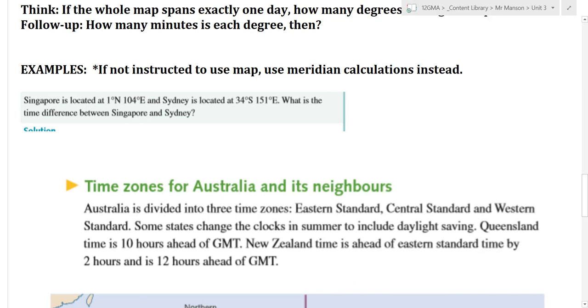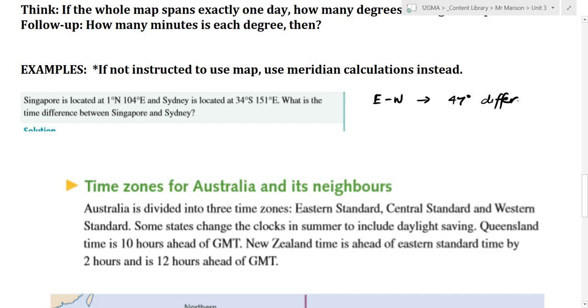So Sydney's about here, Singapore's here, and Singapore's 1 degree north. You can see I'm just above the equator. Sydney's 34 degrees south. Does it matter about the north and south? It matters about that gap there in terms of angle. So what's that gap? This is 104 degrees east, this is 151 degrees east. 47 degrees. So the gap, we don't care about the north-south, but in terms of the east-west or the longitudinal gap, there is a 47 degree difference.